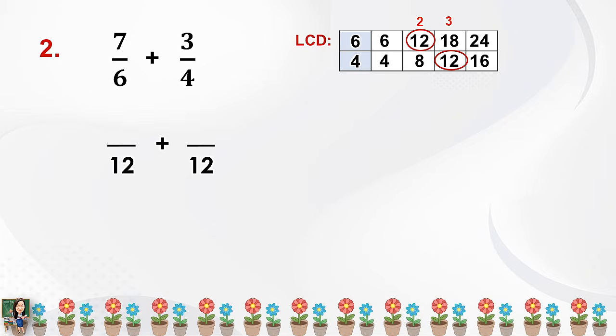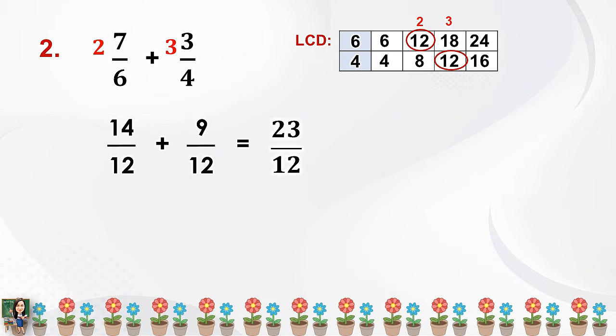Now copy the common denominator 12. Then multiply the numerators. 2 times 7 and 3 times 3. 2 times 7 equals 14. 3 times 3 equals 9. Then add the numerators. 14 plus 9 equals 23 over 12.